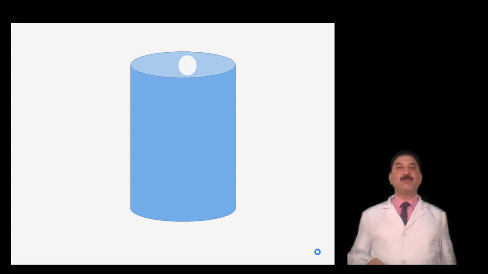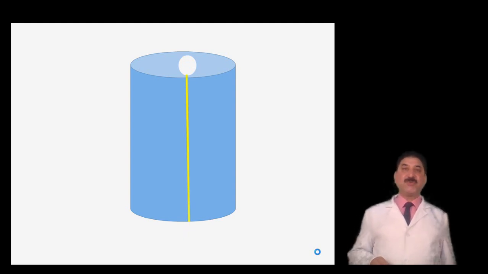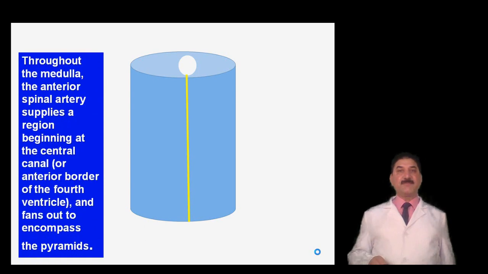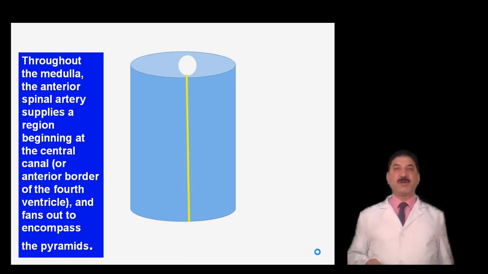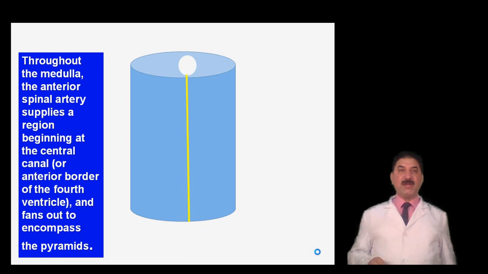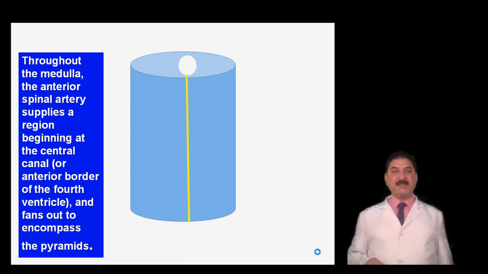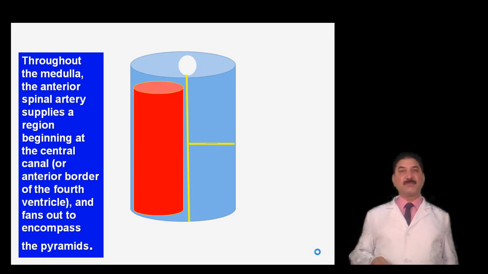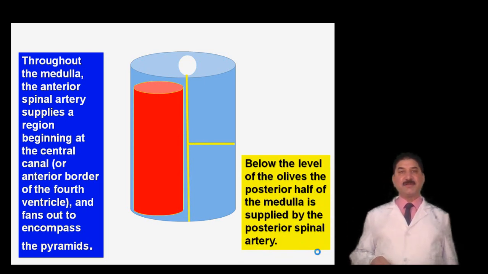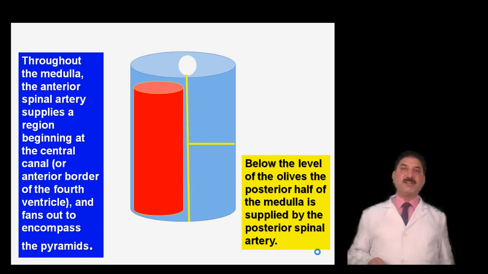This cylinder represents the medulla oblongata. In the center of it is the central canal of the medulla oblongata. So the whole of the medulla oblongata anterior to the central canal is supplied by the anterior spinal artery. Throughout the medulla, the anterior spinal artery supplies a region beginning at the central canal or anterior border of the fourth ventricle and fans out to encompass the pyramids, as shown in this animation. The area of the medulla oblongata posterior to the central canal is divided into two.